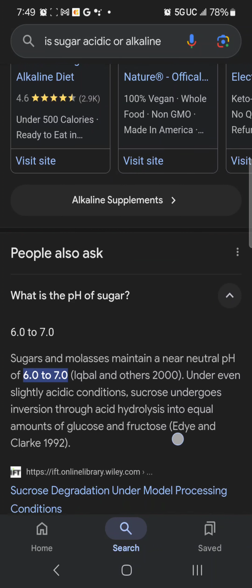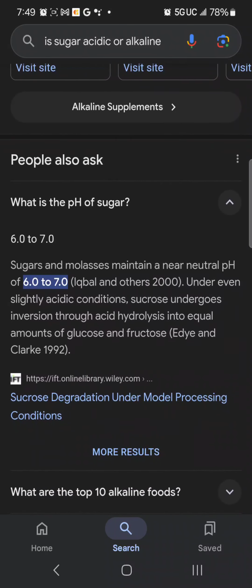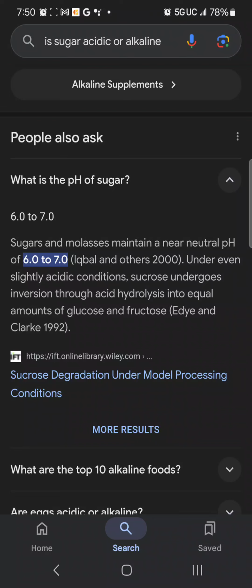So what is the pH of sugar? Sugars and molasses maintain a near neutral pH of 6 to 7. Under even slightly acidic conditions, sucrose undergoes inversion through acid hydrolysis into equal amounts of glucose and fructose.